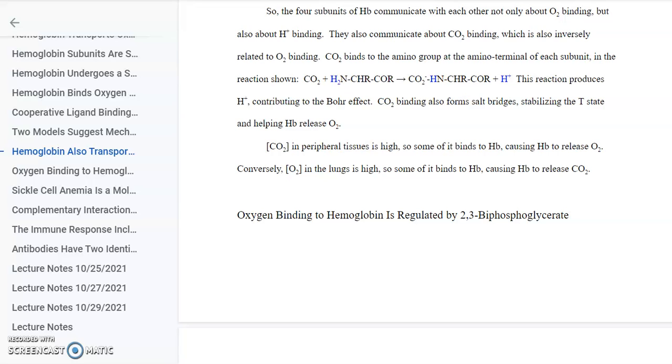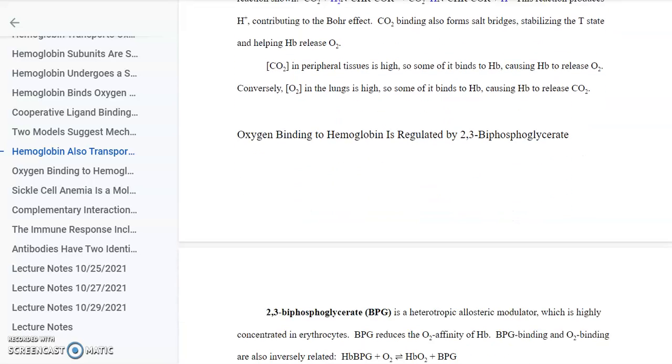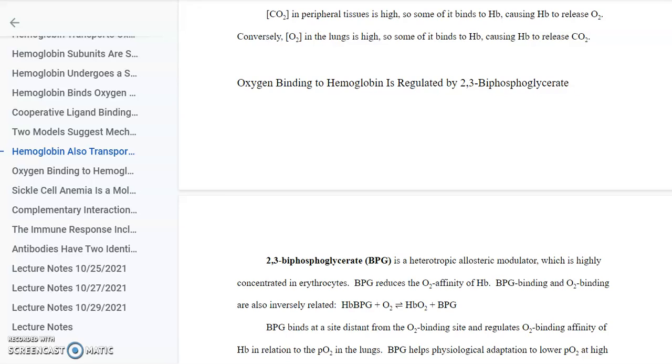CO2 binds to the amino group at the amino terminal of each subunit, in the reaction shown. This reaction produces H+, contributing to the Bohr effect. CO2 binding also forms salt bridges, stabilizing the T-state and helping hemoglobin release O2. The concentration of CO2 in peripheral tissues is high, so some of it binds to hemoglobin, causing hemoglobin to release O2. Conversely, the concentration of O2 in the lungs is high, so some of it binds to hemoglobin, causing hemoglobin to release CO2.